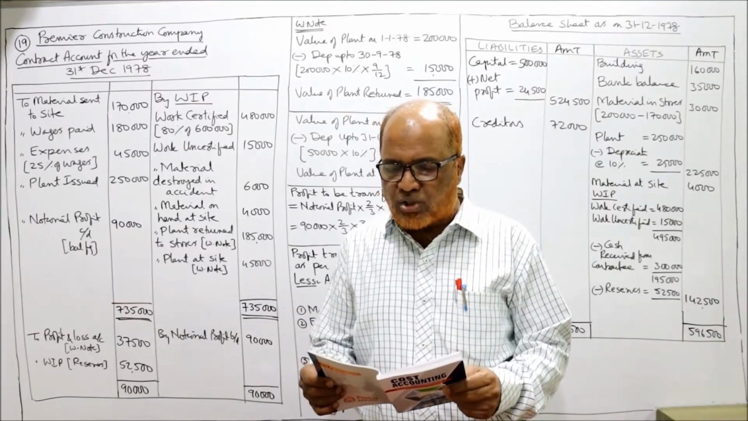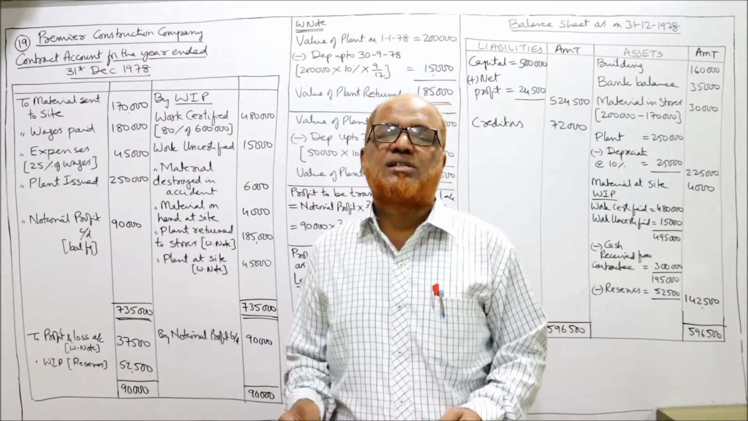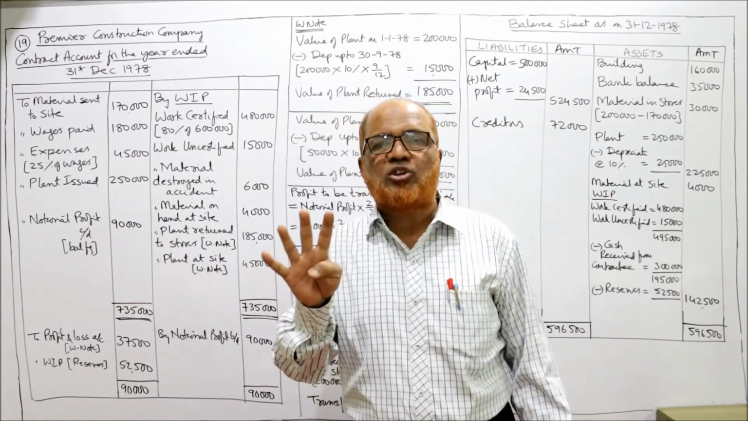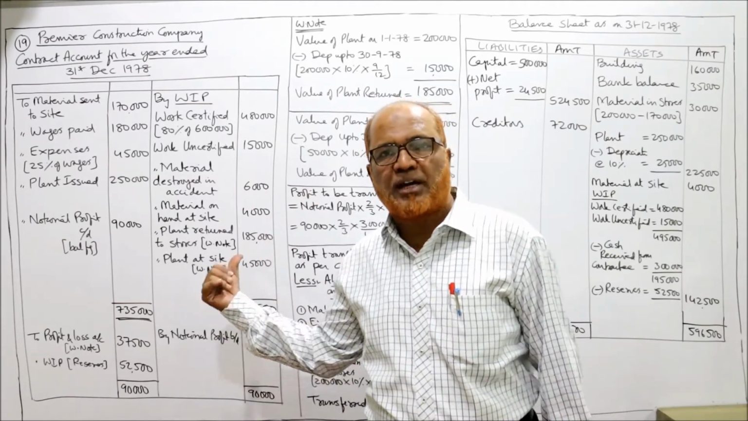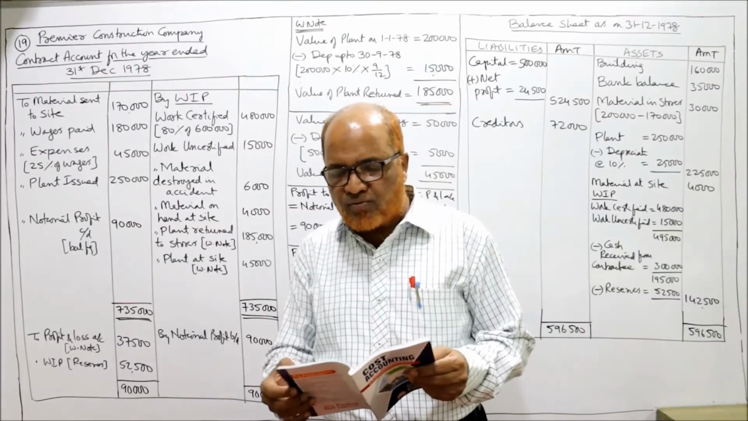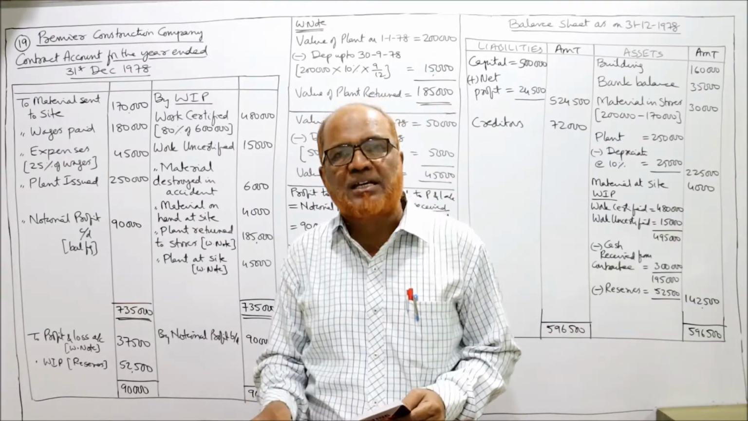Then material of the cost of 4,000 was at site on 31st December. Some 4,000 rupees worth of material is still lying unused at the site. This should be taken on the credit side. The contract was for rupees 6 lakh. The contract price is 6 lakh.